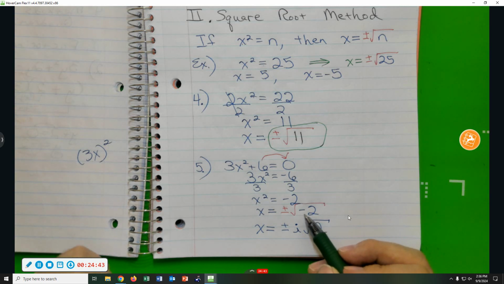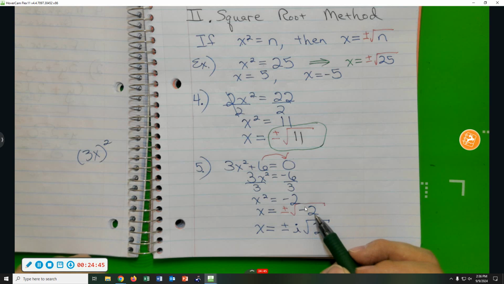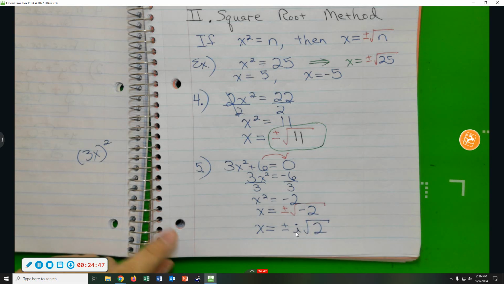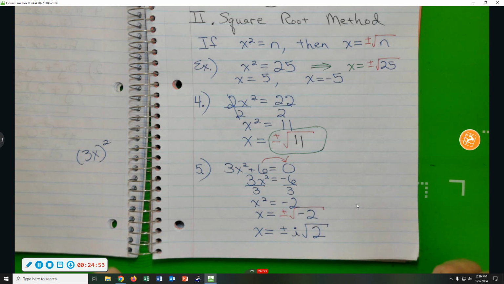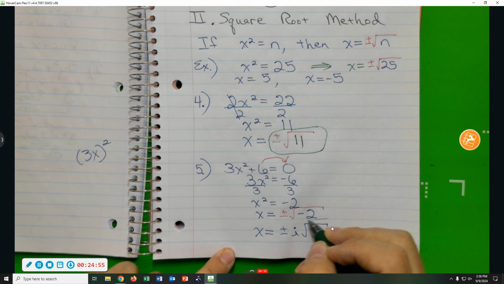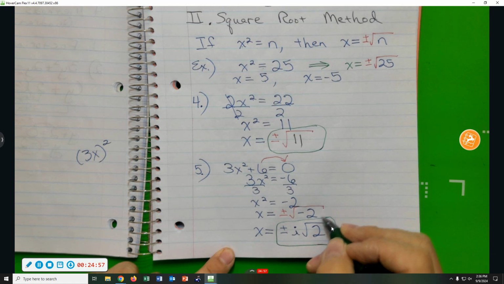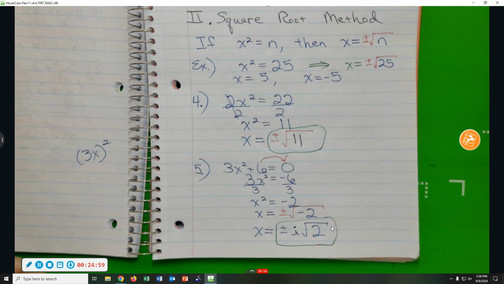Do you all remember that? The square root of a negative number, you have to rewrite it using i. And there's no perfect square factor that divides evenly into 2, so there's nothing we can do to reduce the square root of 2. We're just stuck with positive or negative i square root of 2.